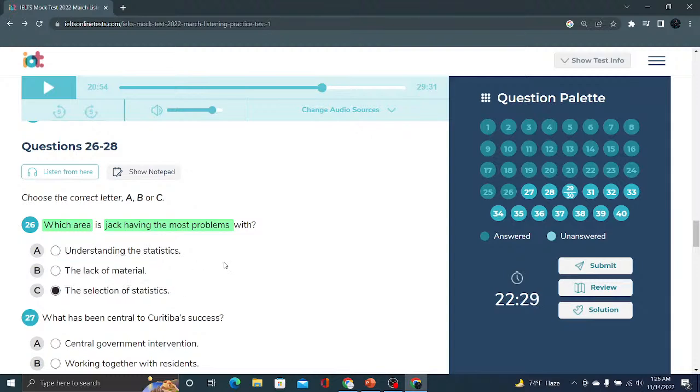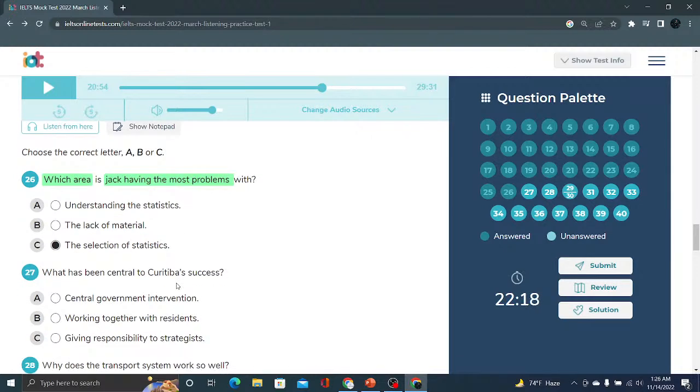Okay, because he is saying that it makes it almost impossible to be selective. So this is the reason why option C is correct.